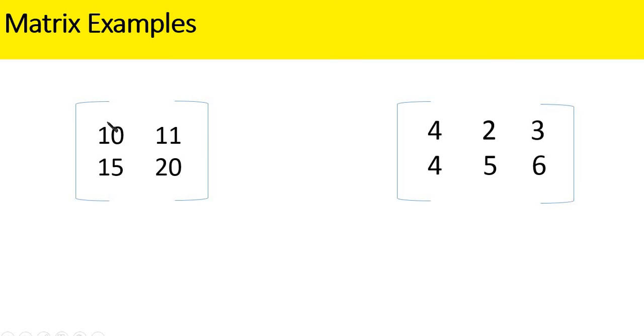These are examples of matrices. Here we have one matrix and this is another matrix. These are known as rows, row one and row two. Then these are the columns, first column, second column. So here you have two rows, one and two, and three columns, one, two, and three.